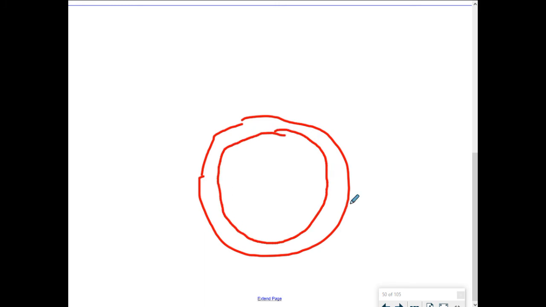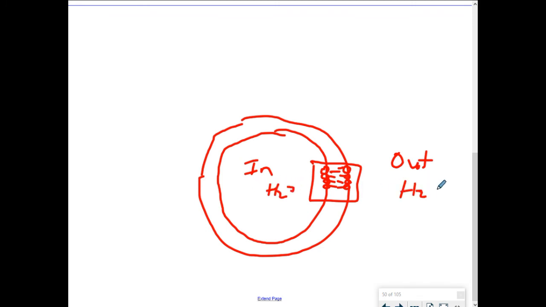So if you were to zoom in, sure, this is inside, this is outside, but what we've zoomed in on is this little section right here. It basically looks like this. There's a phospholipid bilayer going this way, there's a phospholipid bilayer going this way. You can have water inside the cell, you can have water outside the cell, but should you have water inside the actual membrane? No.